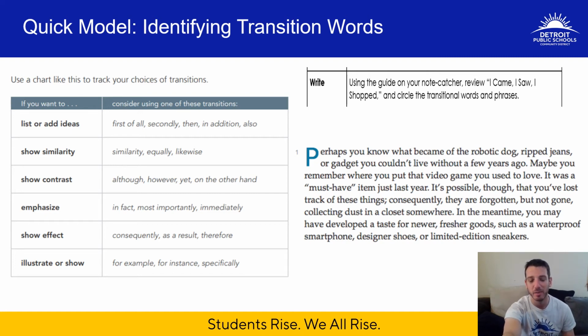Perhaps you know what became of the robotic dog, ripped jeans, or gadget you couldn't live without a few years ago. Maybe you remember where you put that video game you used to love. It was a must-have item just last year. It's possible, though, that you've lost track of these things.